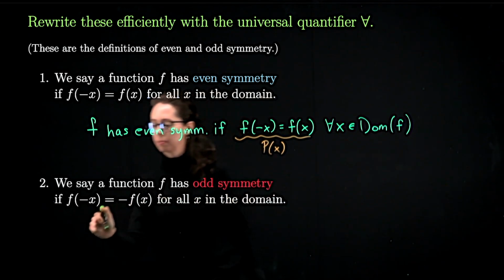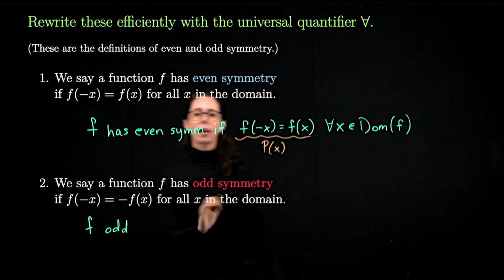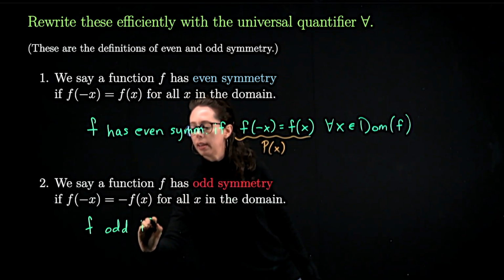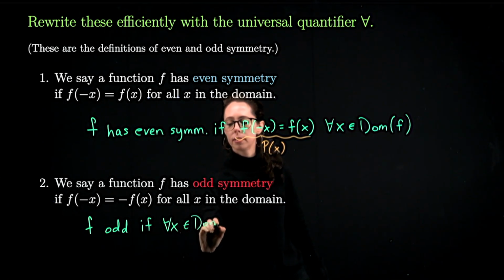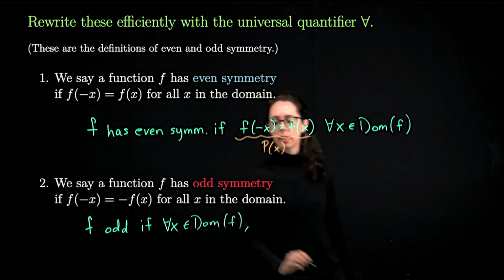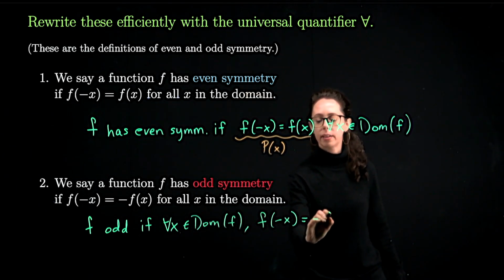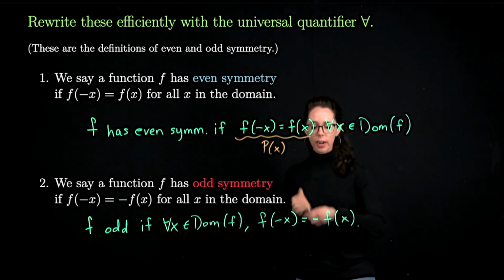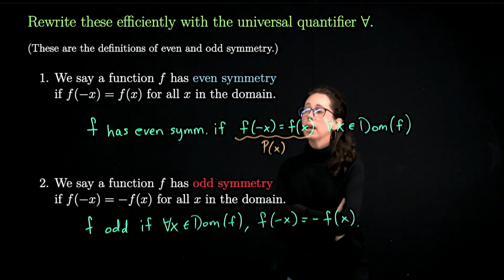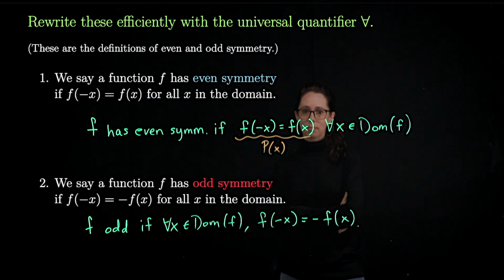let me write super shorthand: f odd, meaning f has odd symmetry, if, I'm just going to put this first, if for all x in the domain of f, it follows that f of negative x equals negative f of x. Okay. So here I just wanted to show you examples of the universal quantifier being used in definitions.